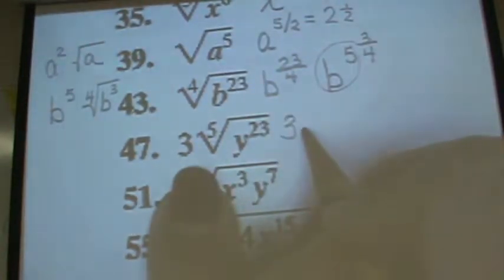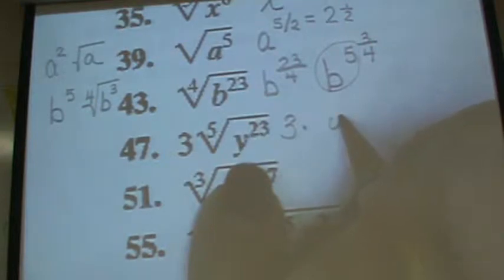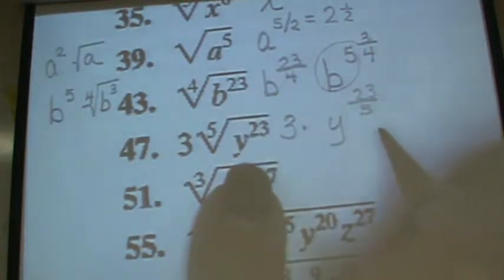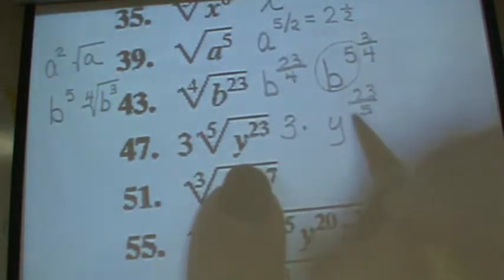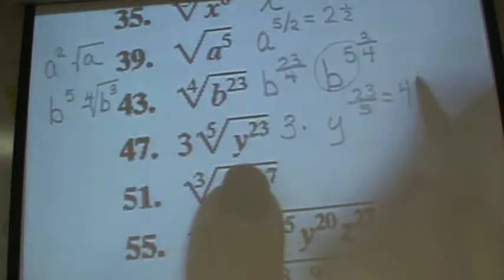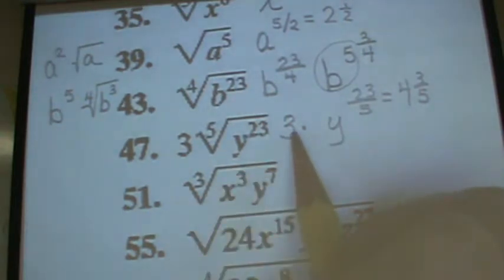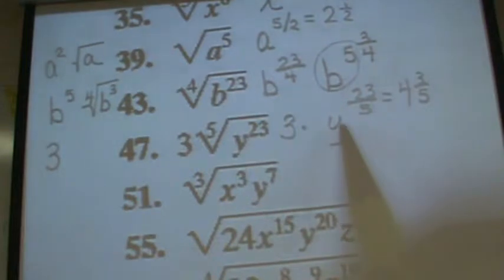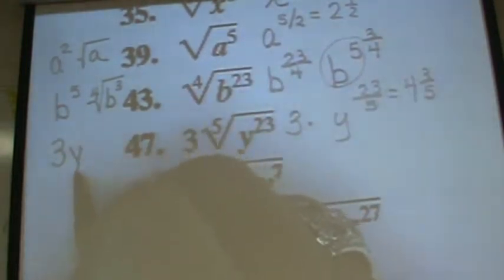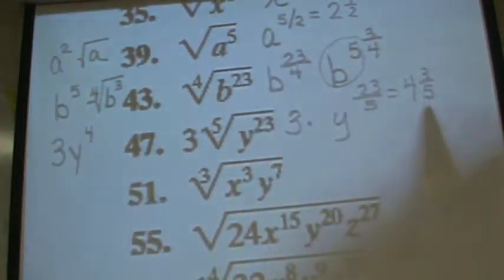Next one. 3 times y to the 23rd over 5. So I would rewrite this as a mixed number. This was 4 3/5. Now this 3 is just a regular 3, it's going to stay outside. So we have y to the 4th power. And then what stays is this 5th root of y cubed.